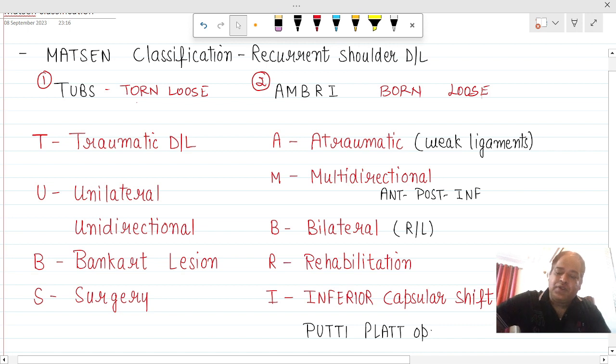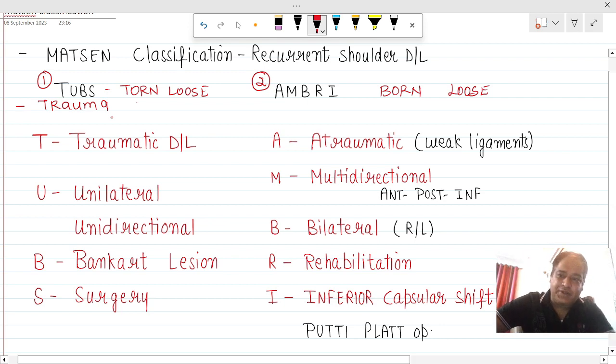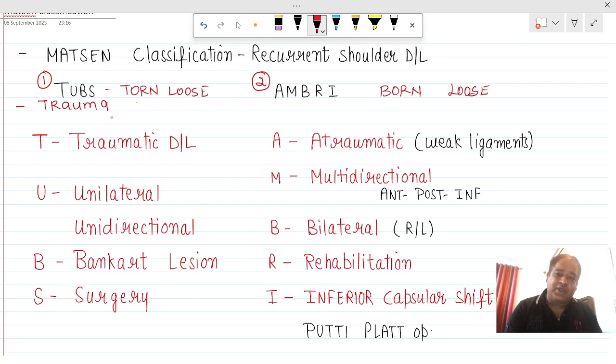Now, TUBS. So you see here the recurrent dislocation. The cause of recurrent dislocation would be a trauma sustained earlier. Now, buddies, for example, I am your patient. Suppose I sustain shoulder dislocation on the right side. The most common direction of shoulder dislocation, let's say, is anterior.